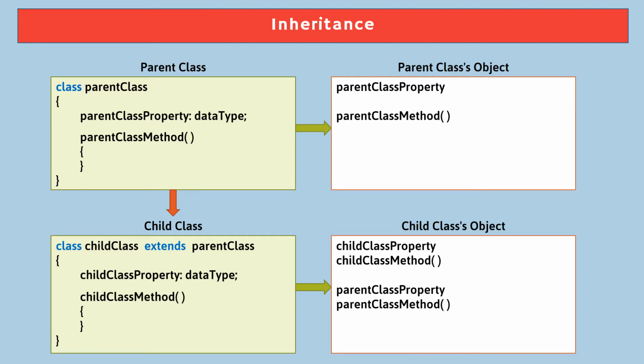When the parent class has a constructor, the child class constructor must call the parent class constructor explicitly by using the super keyword.